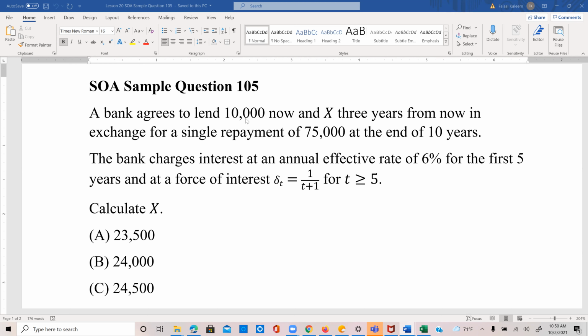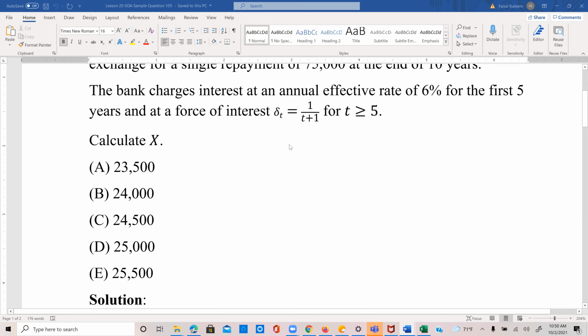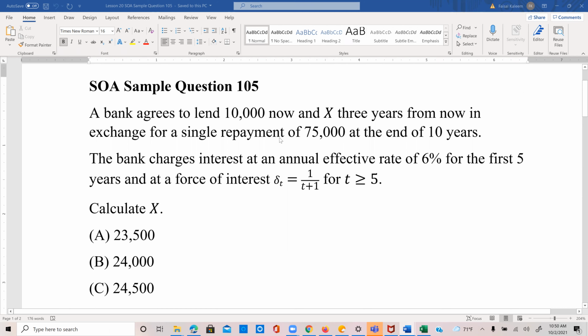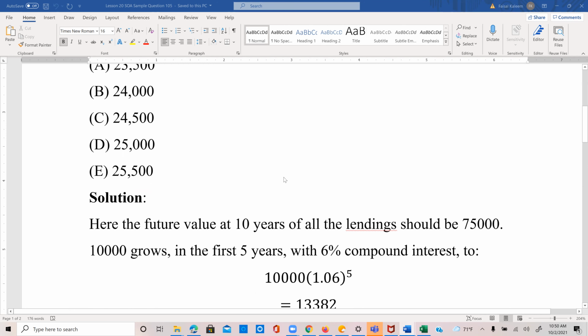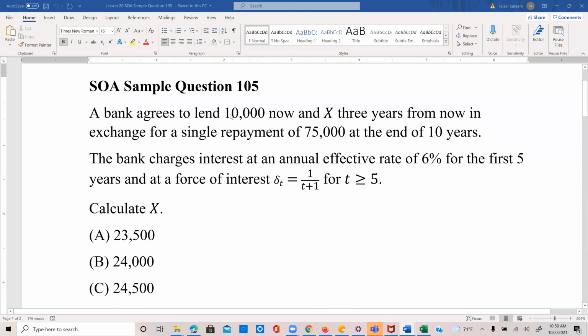Okay, the additional amount that was lent at time 3, because the first 10,000 was lent, and then another X was lent 3 years later, and the final exchange that the bank wants is 75,000 at the end of 10 years. So we basically have to see how much this 10,000 and this X will grow, and the sum of the growth of the two should equal 75,000 in 10 years.